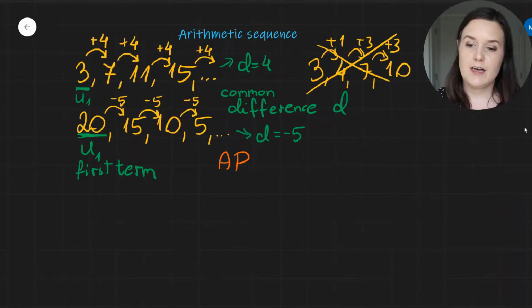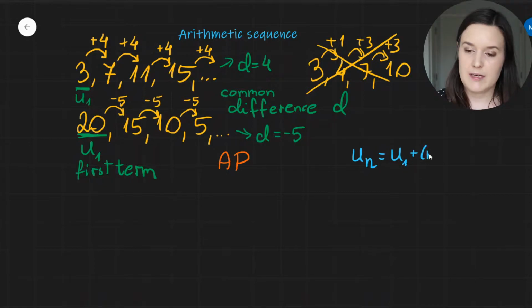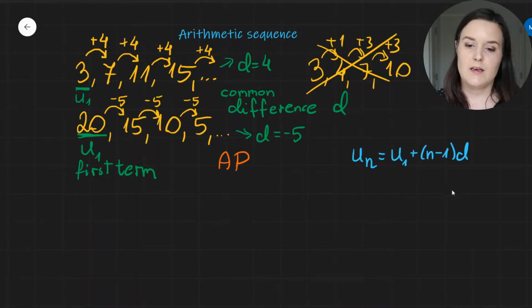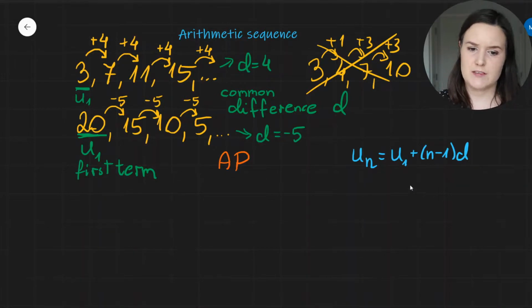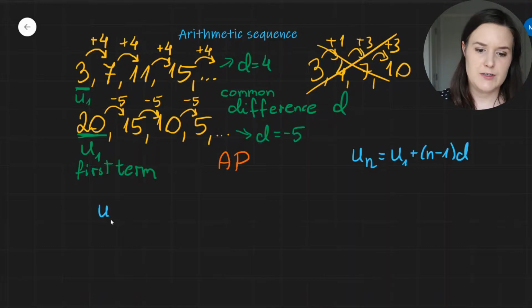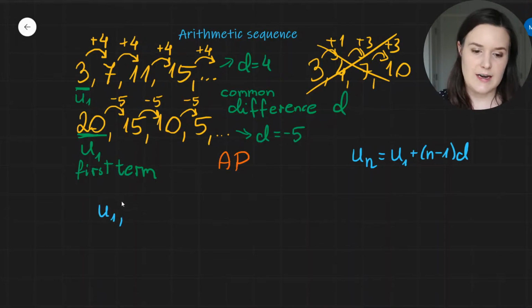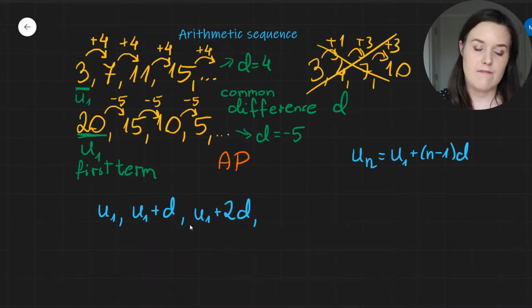Okay, and if you have an arithmetic sequence, you can give its general formula, which will always look like this. Un is U1 plus n minus 1 d. This formula is just the result of how the arithmetic sequence is constructed. The first term is U1, then the second term is U1 plus d. The third term is U1 plus 2d. The fourth term is U1 plus 3d.